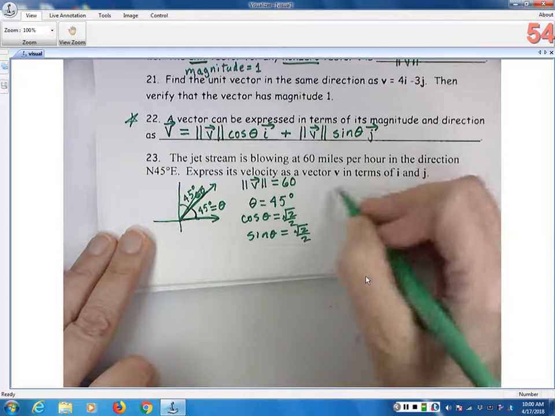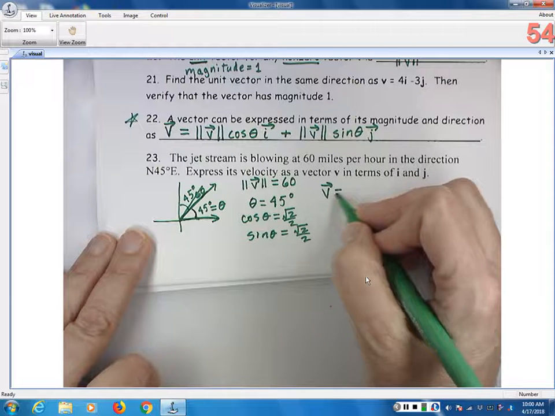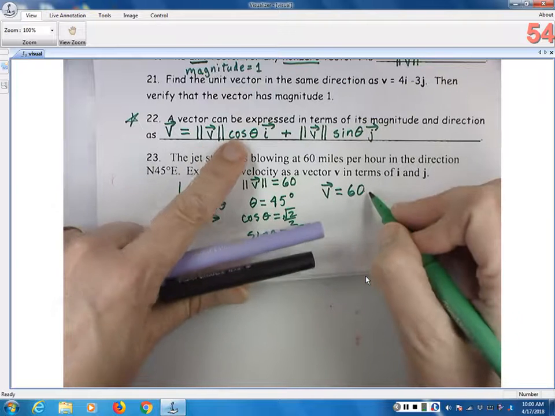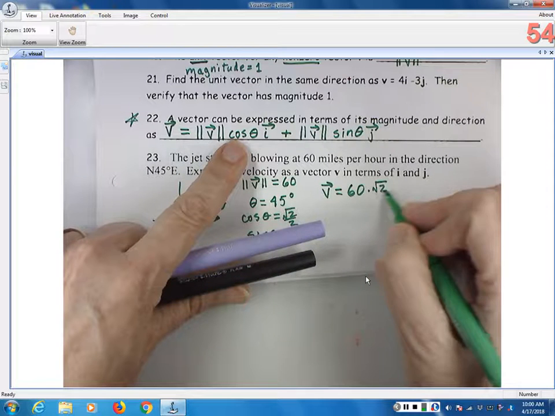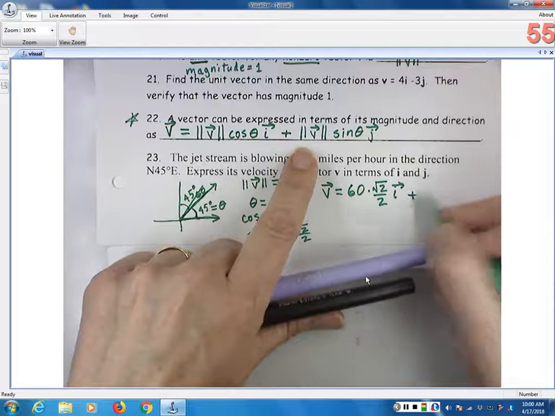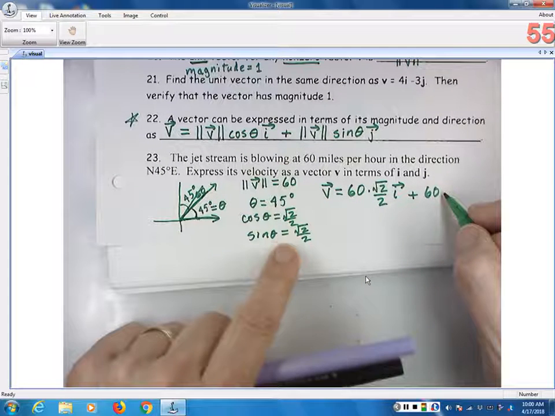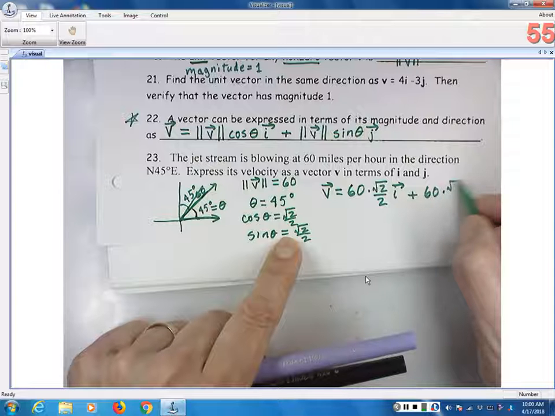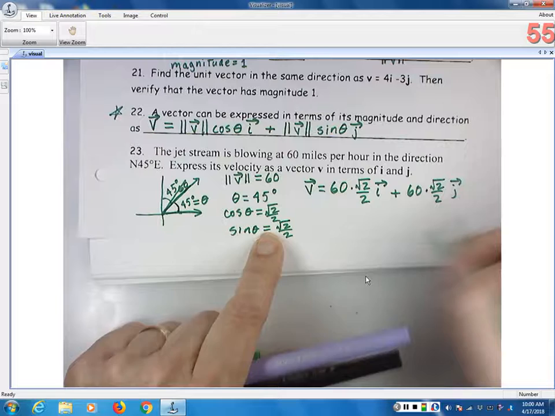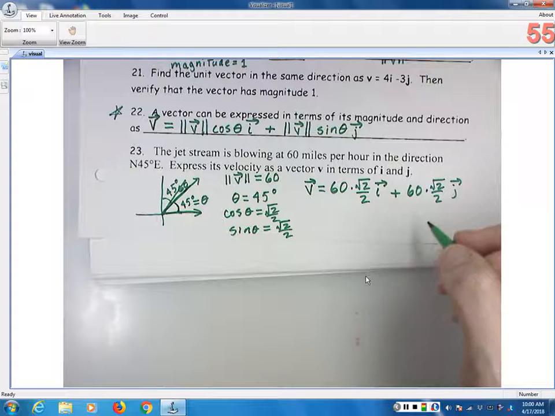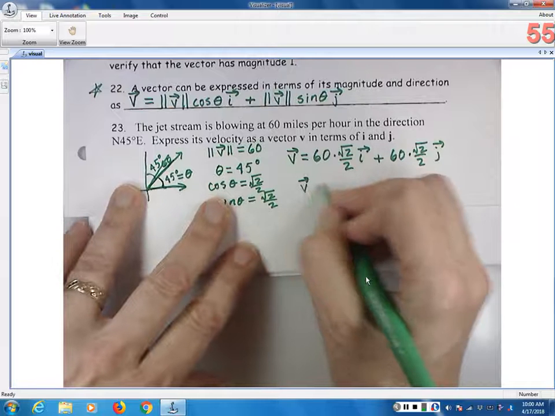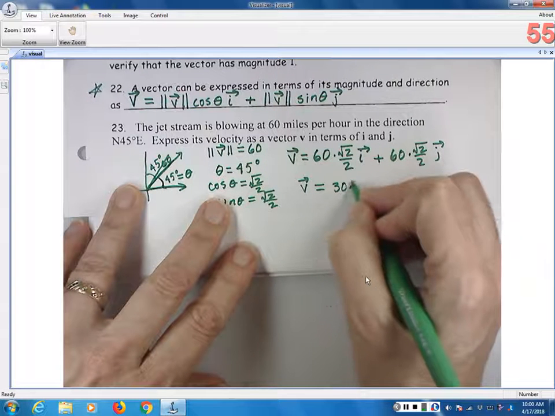So now we're going to do this. v equals, the magnitude is 60 times the cosine, square root of 2 over 2, i, plus 60 times the sine, j. We're going to simplify that to get an exact answer. We want exact answers whenever possible. Use your unit circle.